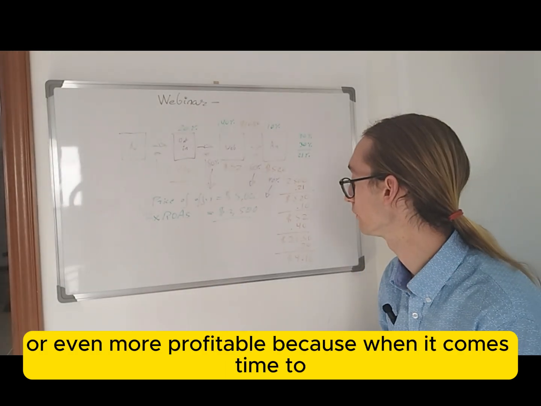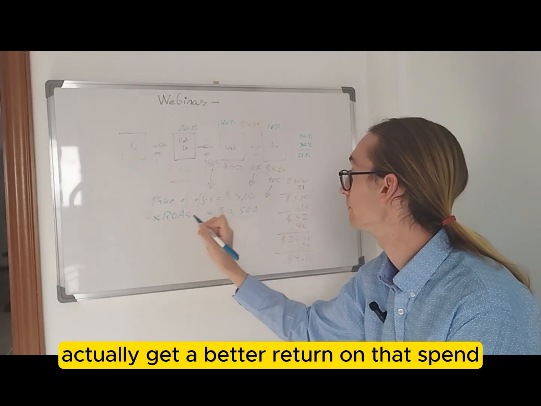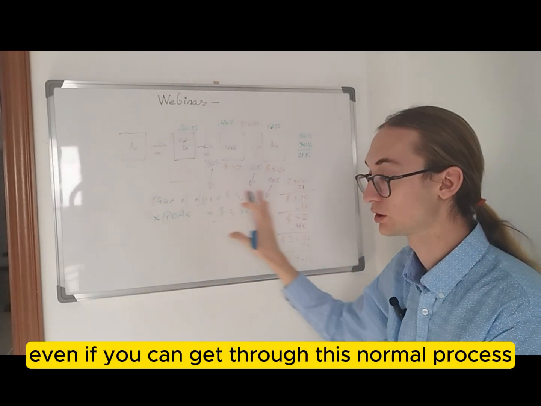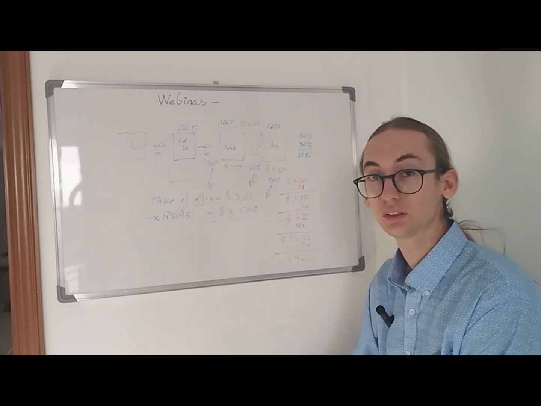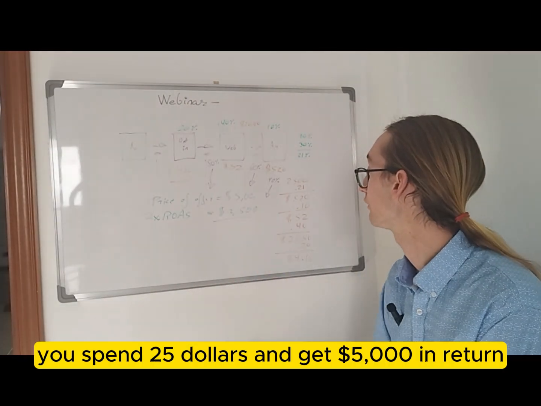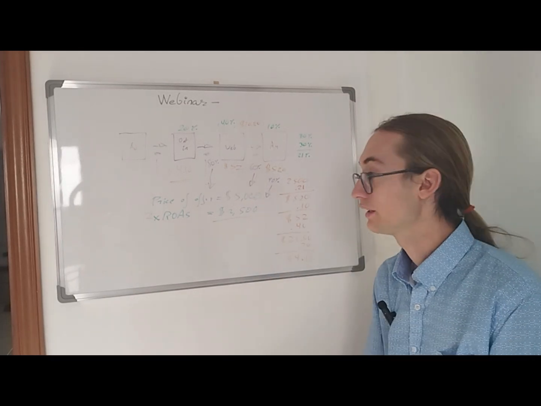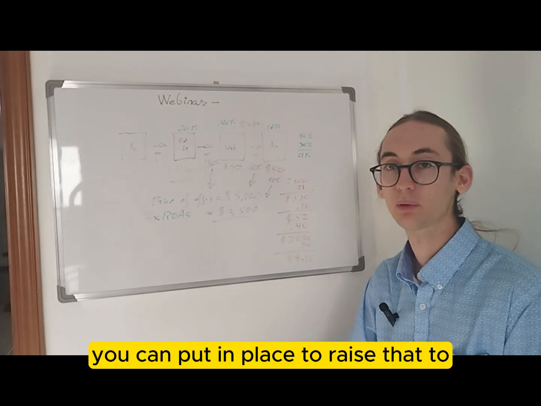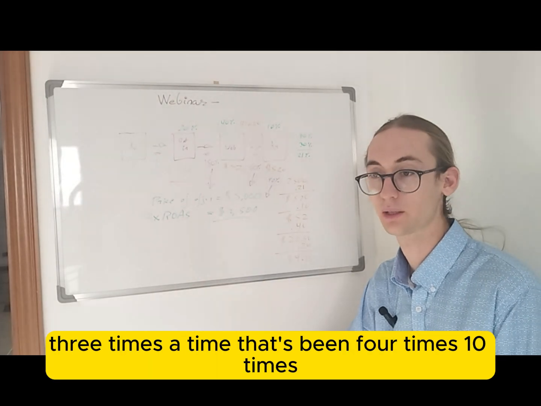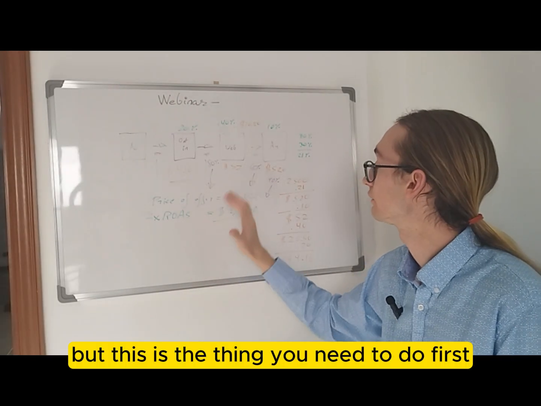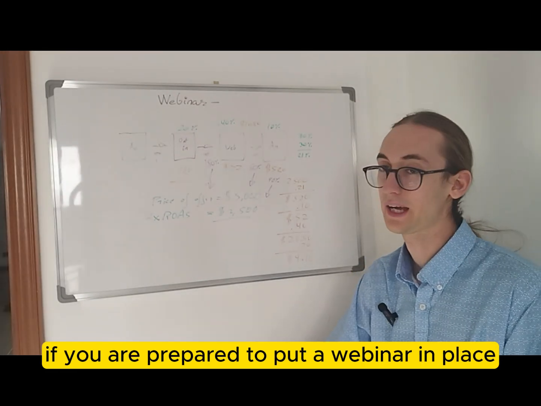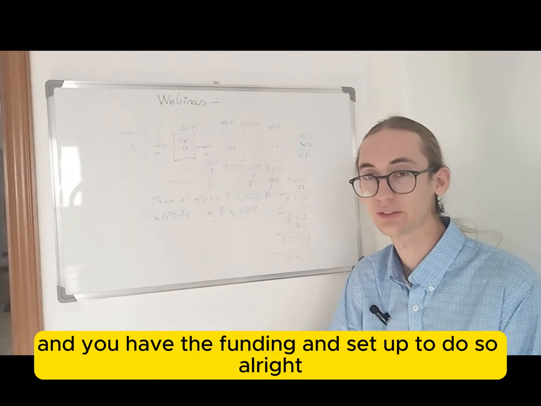Because when it comes time to actually get a better return on ad spend, even if you can get through this normal process, 2 times the return on your ad spend, you spend $2,500 and get $5,000 in return, there are ads you could put in place to raise that to 3 times return on ad spend, 4 times, 10 times. But this is the thing you need to do first if you are prepared to put a webinar in place and you have the funding and the setup to do so. All right?